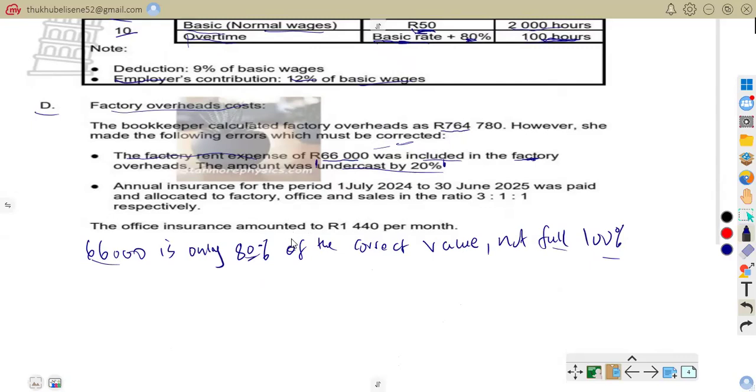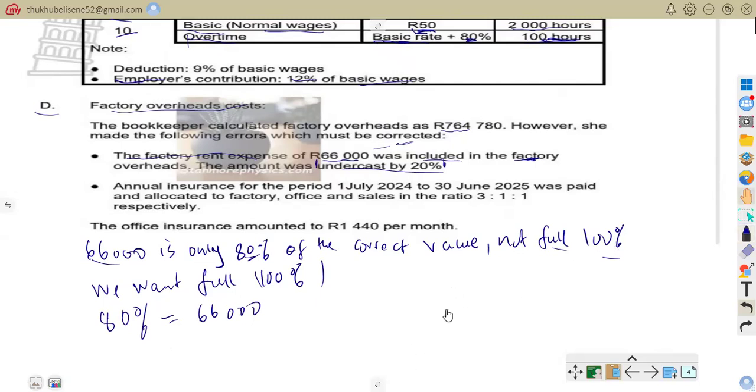So what are we trying to find? We want the full 100% of rent, but we are only given 80%, which is equal to 66,000. Now, what does the logic say? That is very important.